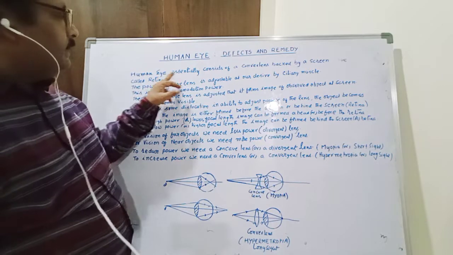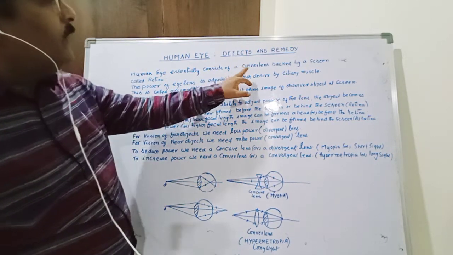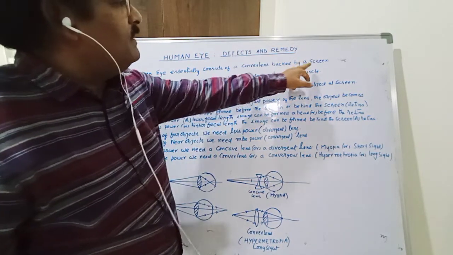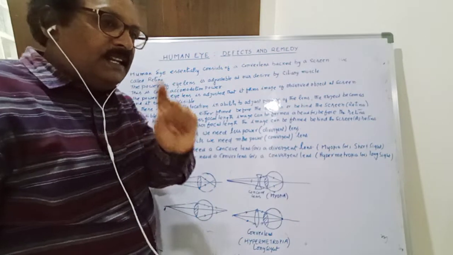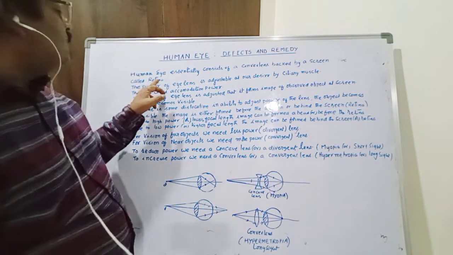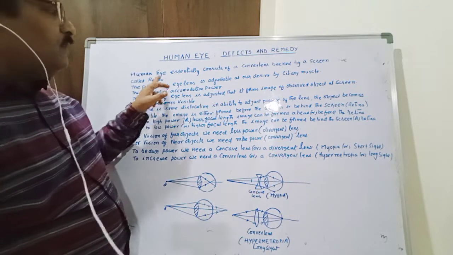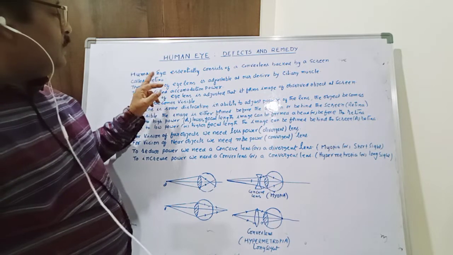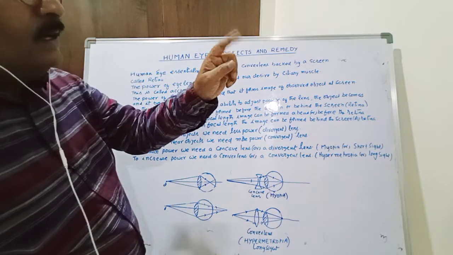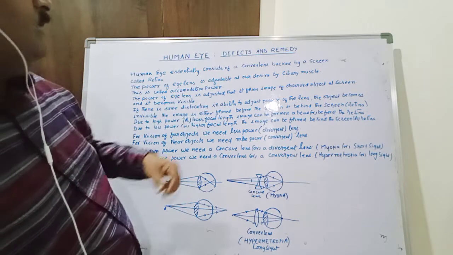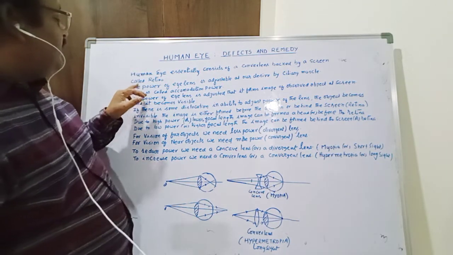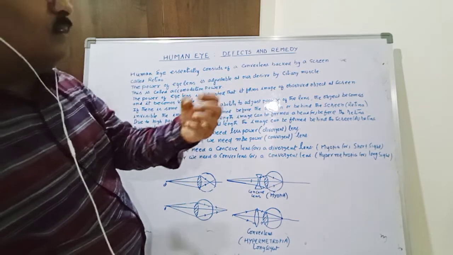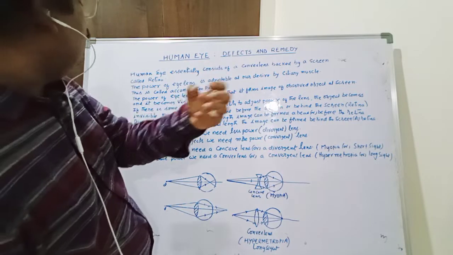The human eye essentially consists of a convex lens which is backed by a screen. The name of the screen is retina. It's an optical nerve. Whenever light is incident on that optical nerve, the nerve vibrates and the pulse of vibration is sent to the brain, and the brain is able to sense the image. So retina is a very important organ, that is, an important optical nerve.